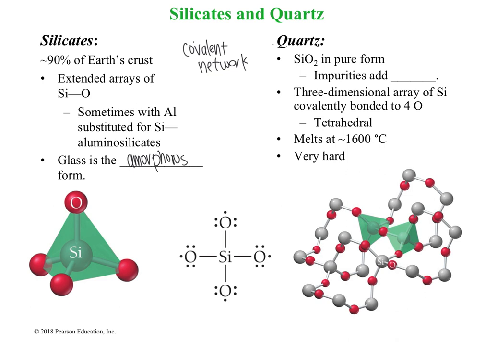SiO2 in its pure form is called quartz, and you can add impurities such as other metals to add color. In 3 dimensions, they're covalently bonded to 4 oxygens in a tetrahedral arrangement. So we write SiO2, but that's really the empirical formula, not the actual formula. High melting point, just like diamond, because of that covalent bond in all directions, and they're very hard materials.